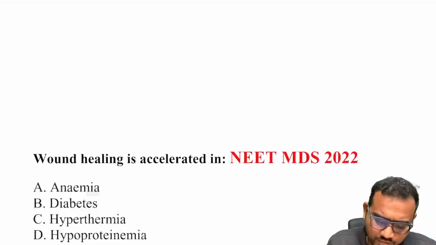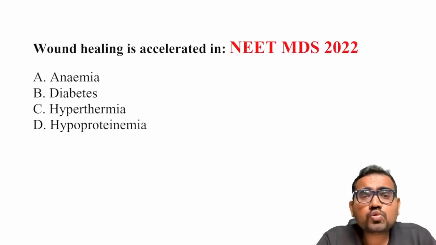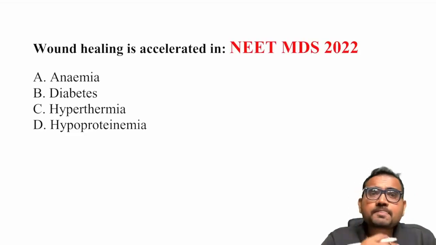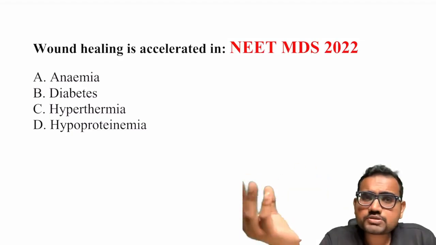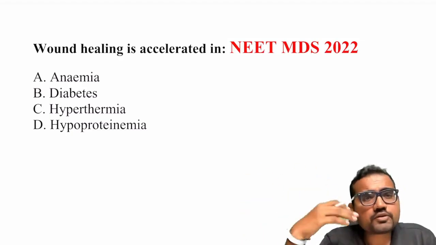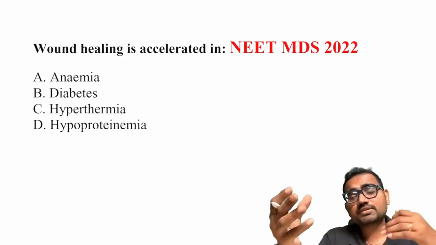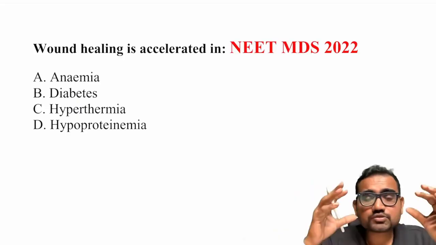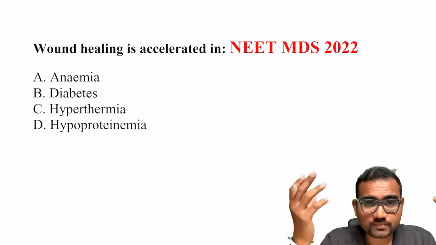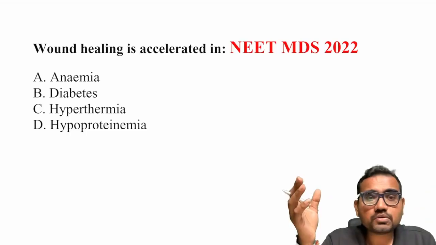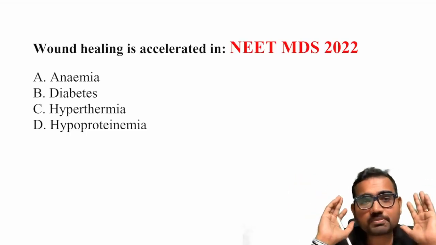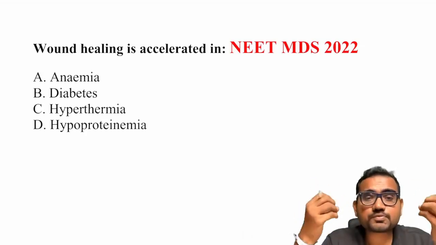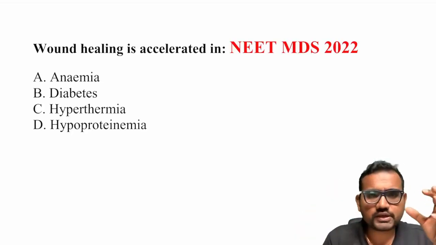Now moving back to the next question. Wound healing is accelerated in... So wound healing, because it occurs, there are going to be a lot of reactions in the body. Imagine when I apply mild heat, there's going to be vasodilation and increased blood flow. So when there is increased blood flow, there's going to be increased leukocyte migration and platelet activation. So there's going to be increased fibroblast production, if you know the pathway of the inflammation.